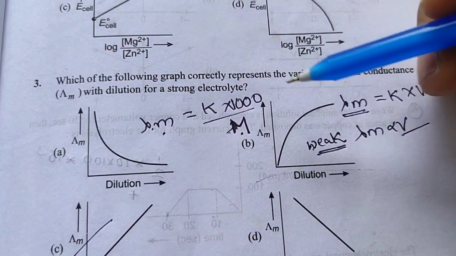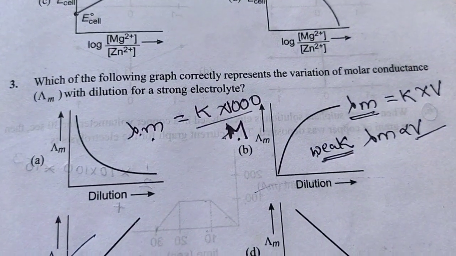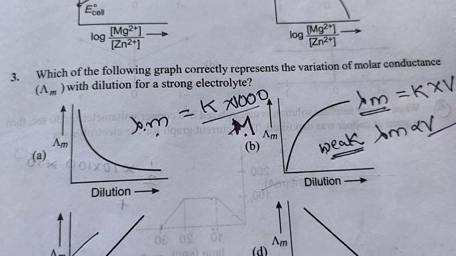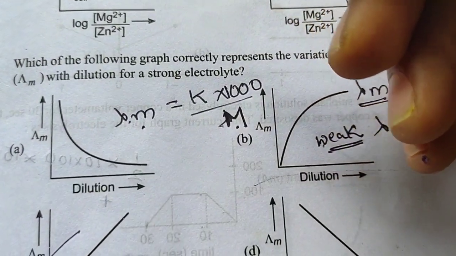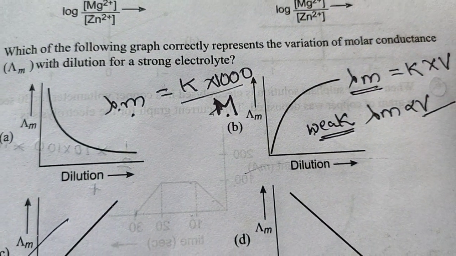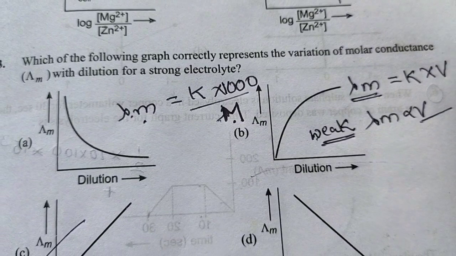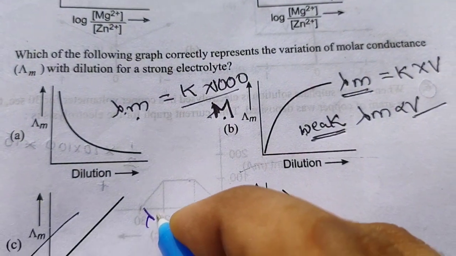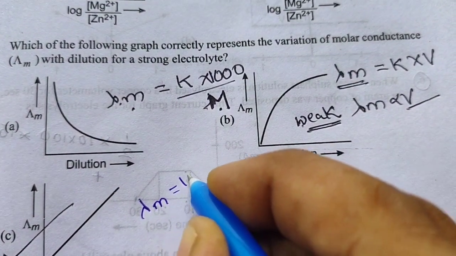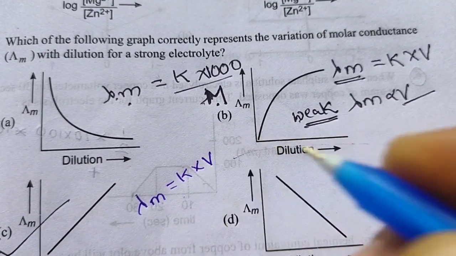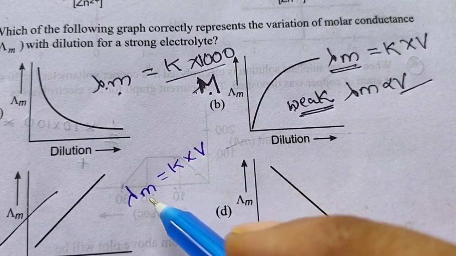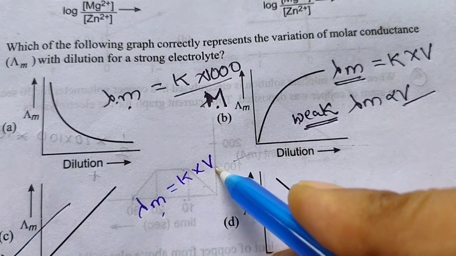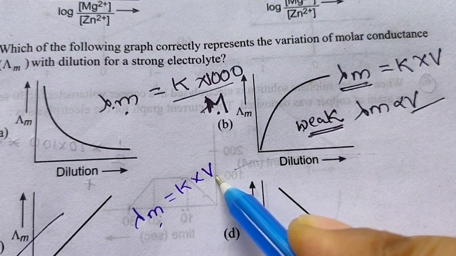So next very important graph, conductance, molar conductance. With dilution, what is the relation between volume and conductance, molar conductance or equivalent conductance? We already know that molar conductance equals K into V. So molar conductance is directly proportional to volume.